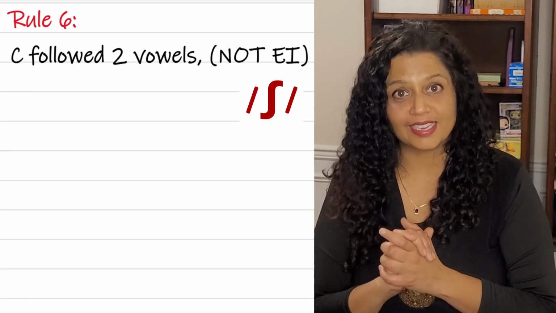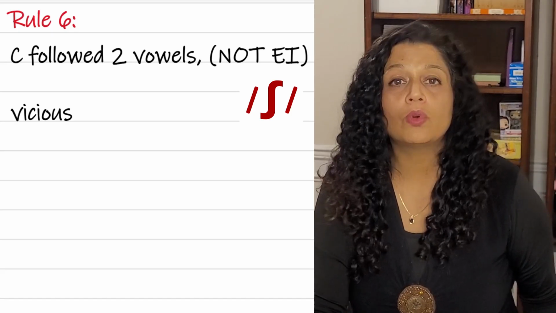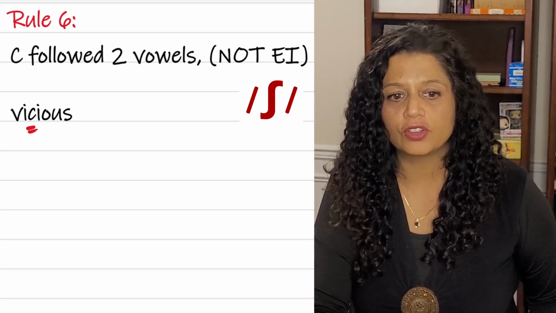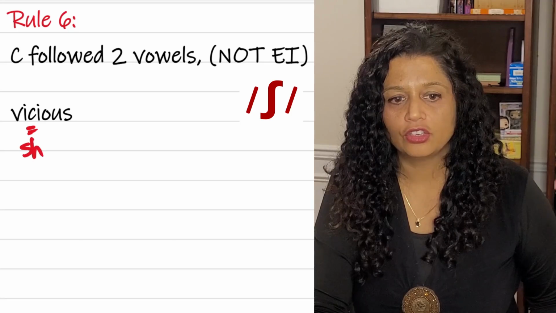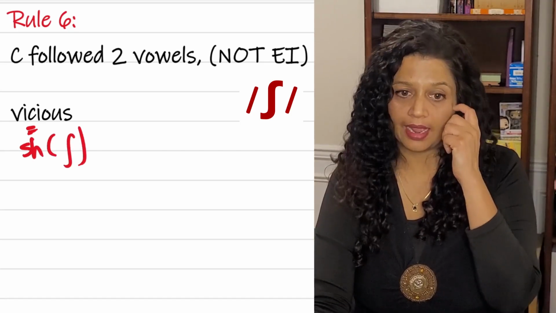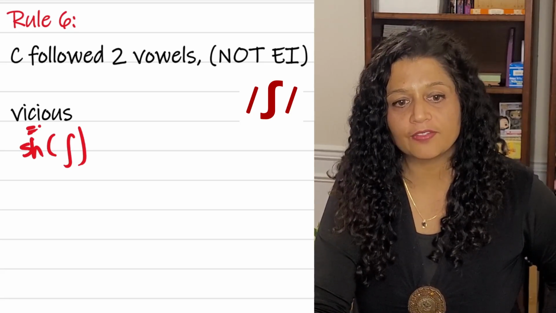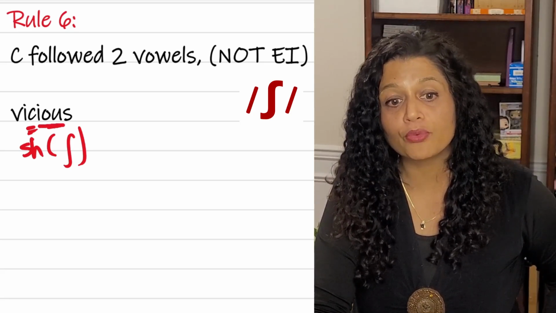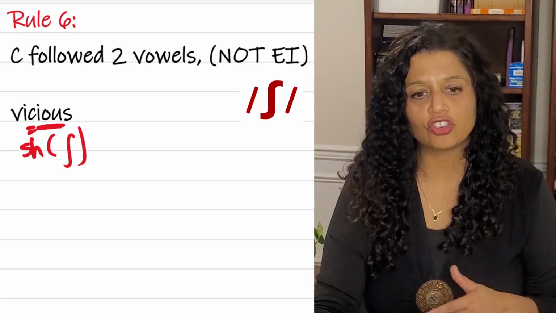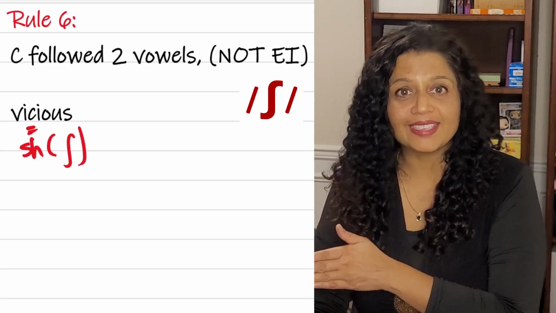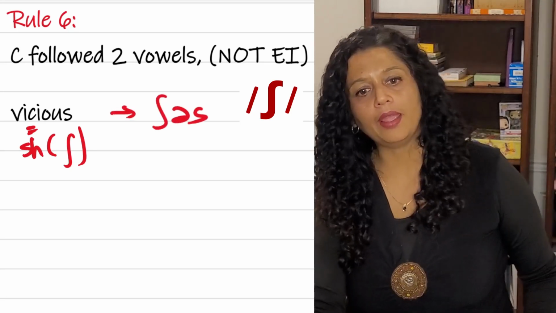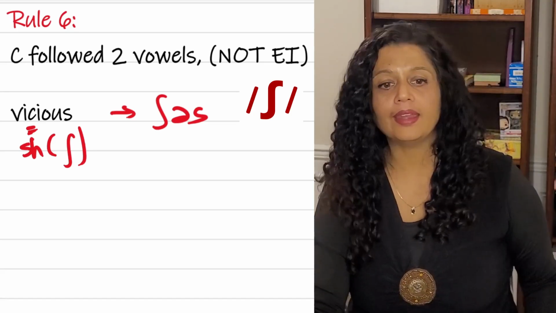Okay, so let's take a look at some examples. Let's look at a word like vicious, okay? See, vicious. So this C makes the sh sound, or in our phonetic IPA, that squiggly line, it makes the sh sound because it is followed by not 1, 2, but 3 vowels, and they're not EI, okay? Vicious. Okay, so that C-I-O-U-S at the end basically becomes shus, okay, in the phonetic alphabet, all right?